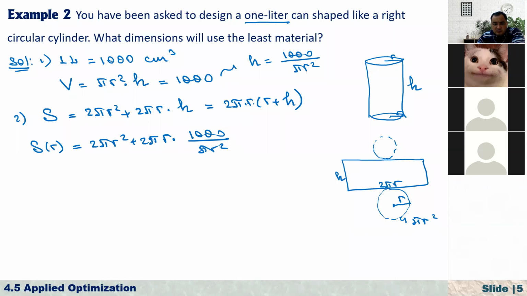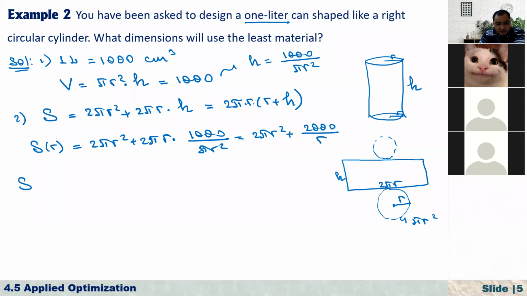And π cancels, and r also cancels. That's equal to 2πr² plus, with π and r canceling, 2000 over just r. So that is the surface area. Now to minimize this, first we have to find the critical point.